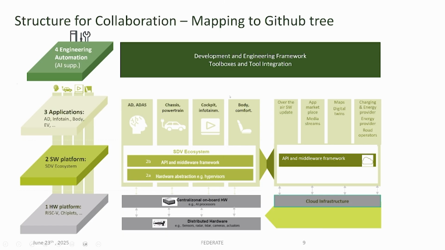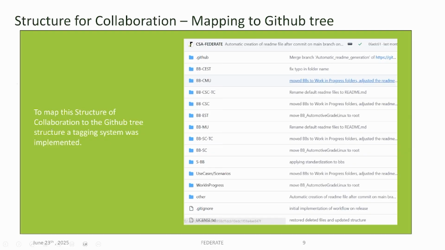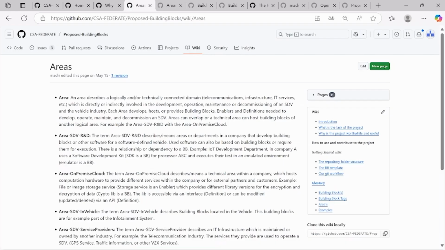The question is now how to map this finally to this GitHub tree structure. And for that, we have defined some tagging system, and that was implemented here. As you've seen in the beginning, there are these root folders with these abbreviations where PP always stands for building block, and then we have some other abbreviations at the end. And that is some tagging system to make it easier to localize and find out where building blocks are.